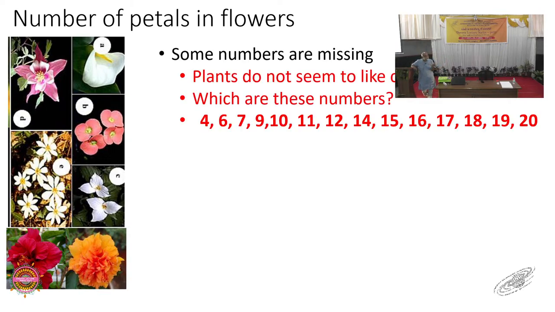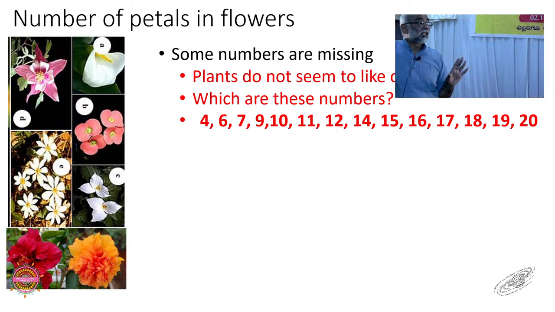It appears flowers with some numbers of petals are missing. You would agree? What are the ones that are missing? 4 is very rare. There was only one and there was a problem with that. 6, did you see any flowers with 6 petals? 7, 9, 10, 11, 12, 14, 15, 16, 17. These are all the numbers that are missing in the flowers that we see all around. You all agree with me?